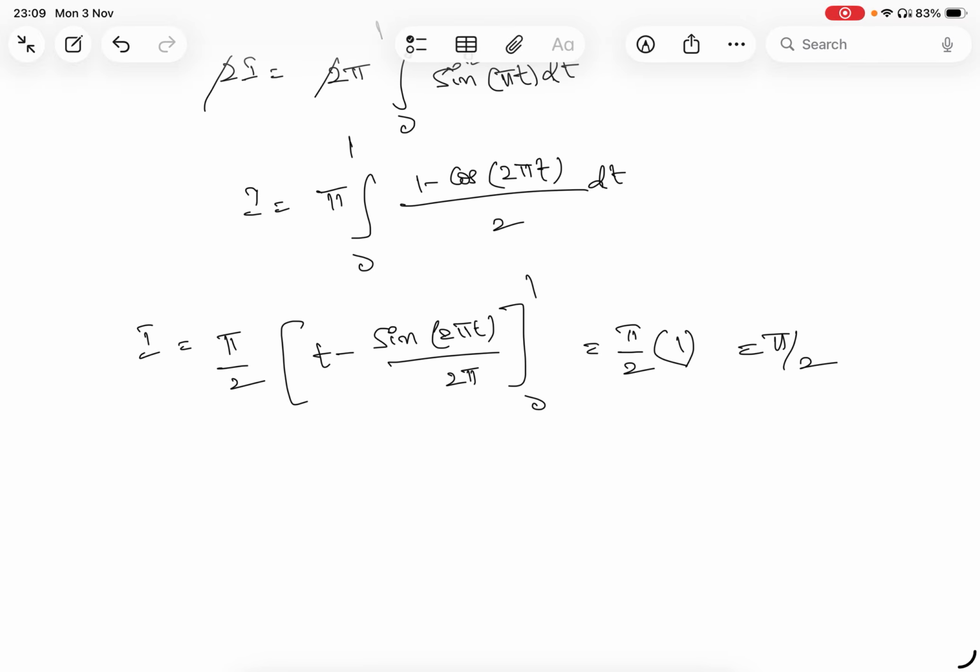So finally, our solution is that the integral from 0 to pi of sine square of (x minus root of pi square minus x square) dx is pi by 2.